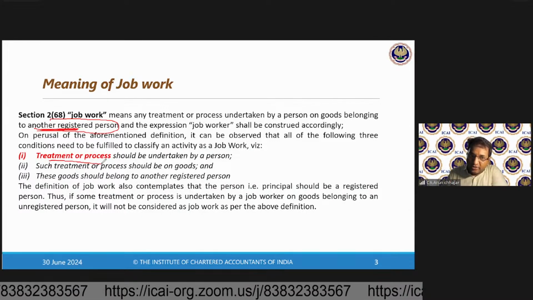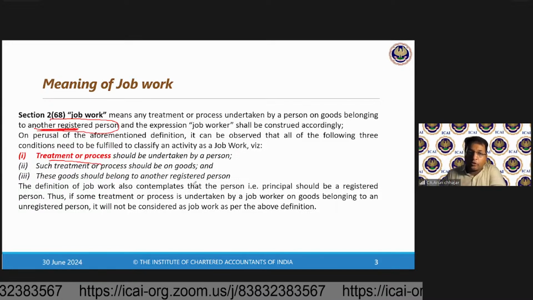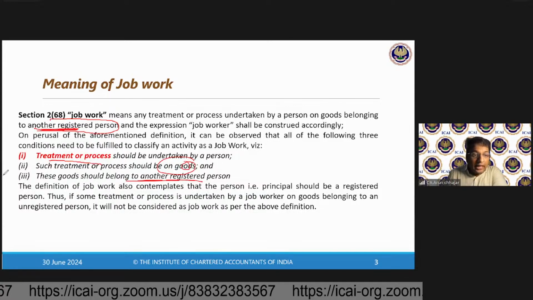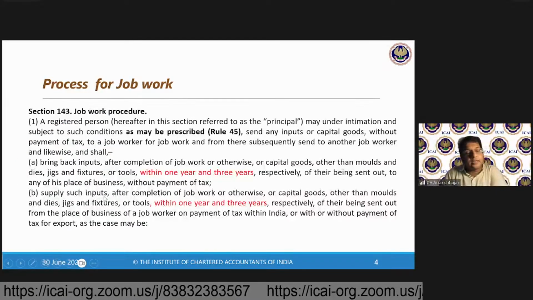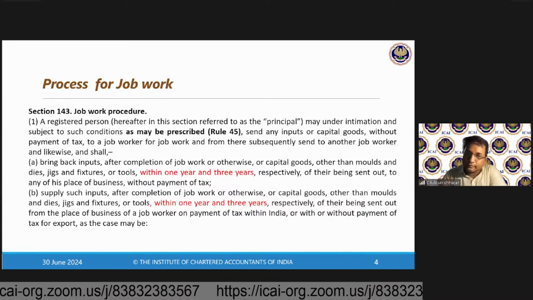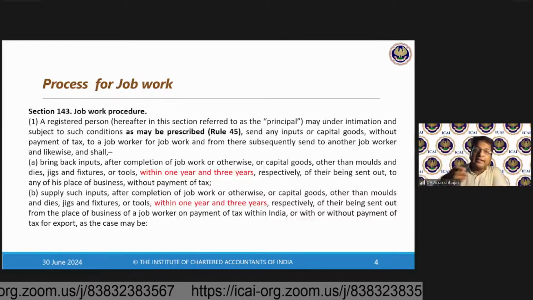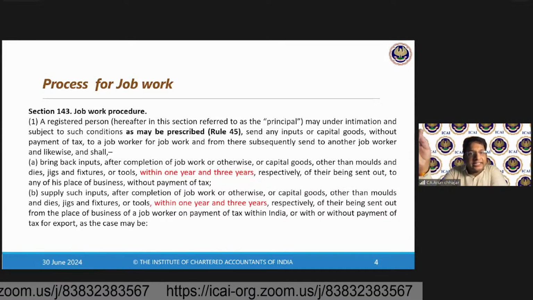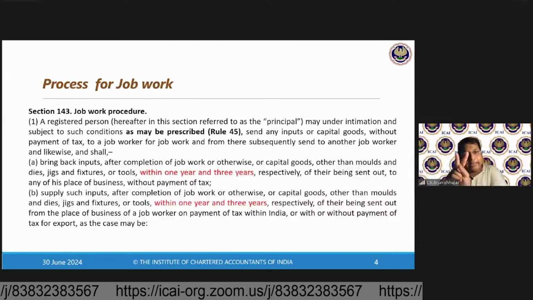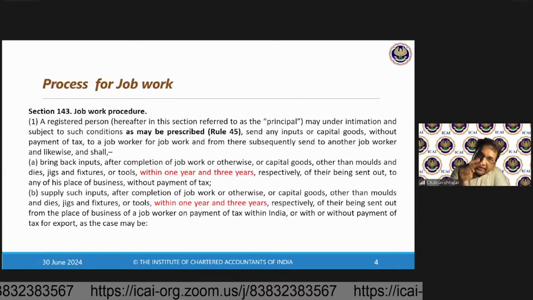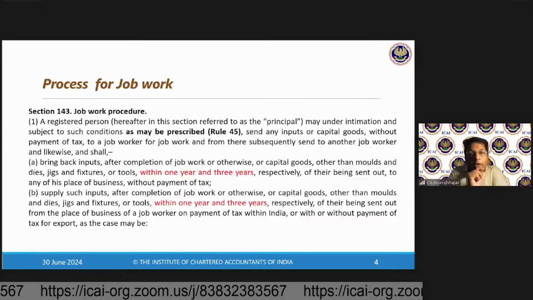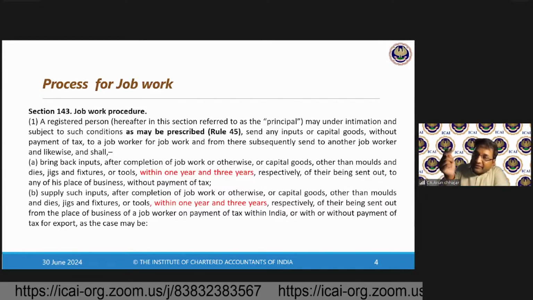There has to be a treatment or process, and it should be on the goods, and the goods should belong to another registered person. Then only it is job work. And if there is a job work, then the process has been given in section 143 read with rule 45. Point number 1. Let's say I'm a principal and I'm sending goods to my job worker. It can be input or it can be capital goods. If I'm sending the input to my job worker, then it should come back within a period of 1 year. Or if it is capital goods, then it should come back within a period of 3 years.